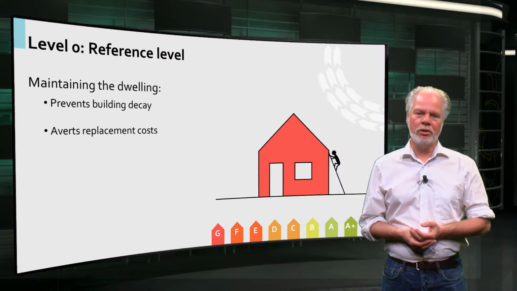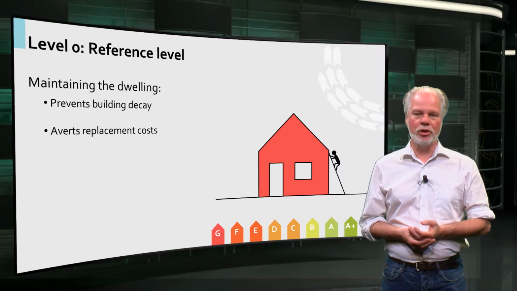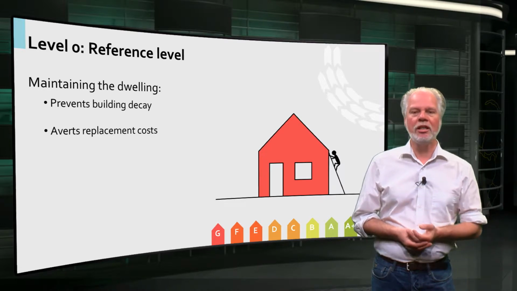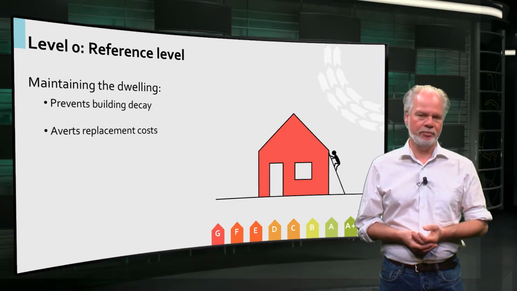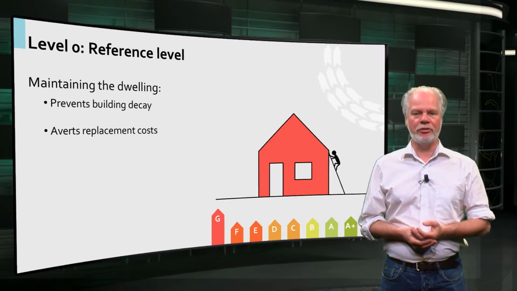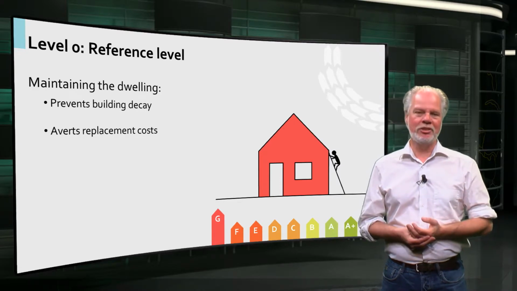At level 0, the dwelling is not made more energy efficient. The standard Dutch row house with energy label G will still have that label even when properly maintained. We therefore use this level as a reference. It is the bare minimum that needs to be done.